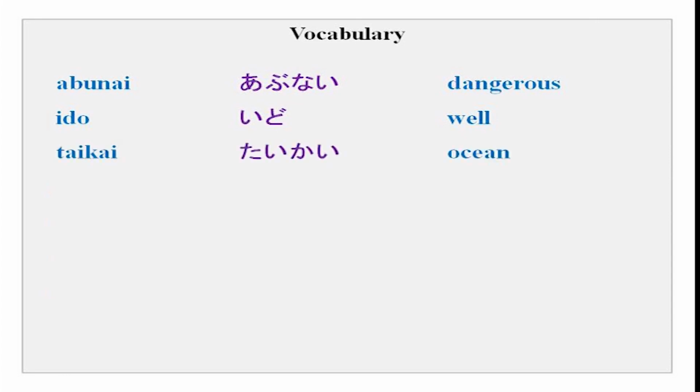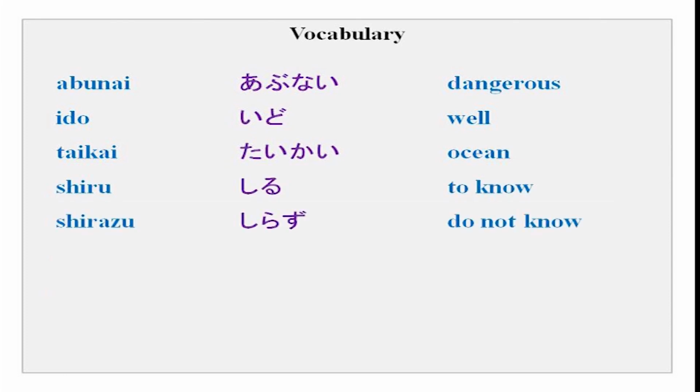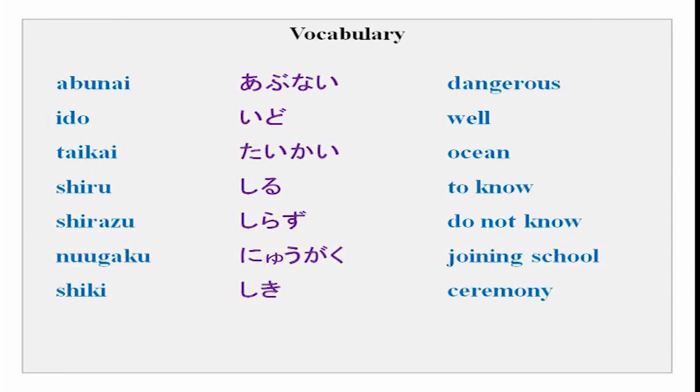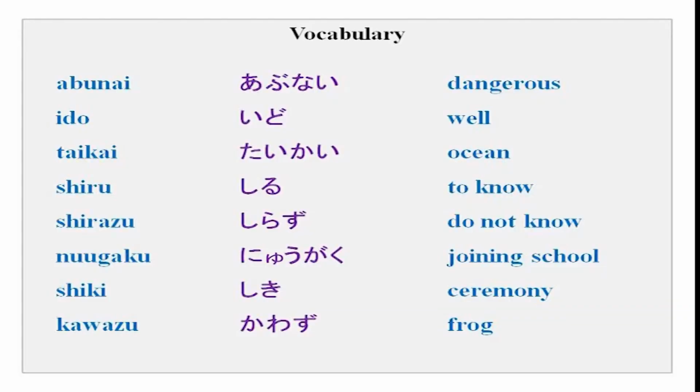One of them we will do right away after this vocabulary section. Well, abunai means dangerous, i is a well, taikai is ocean or a water body, shiru is to know, shirazu means do not know. Nyugaku is joining school, and shiki is the ceremony where you go to school, you get a lot of things, and it's a big thing in Japan. In April, children join school and their parents give them lot of money, lot of good things because they are going to school, and kawazu is a frog.